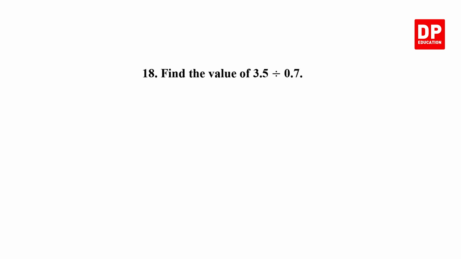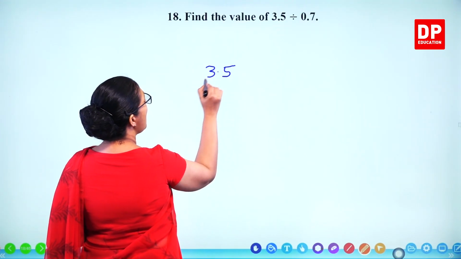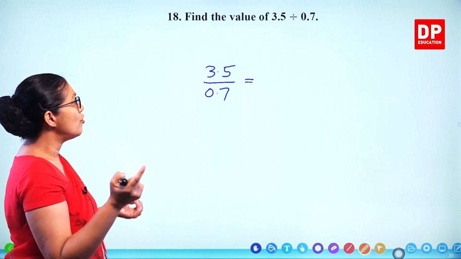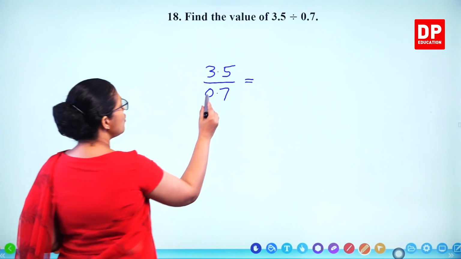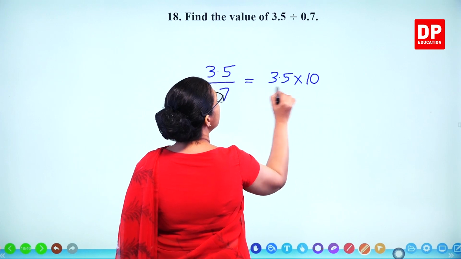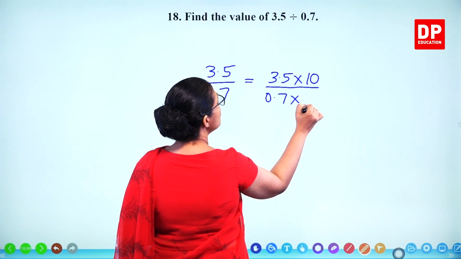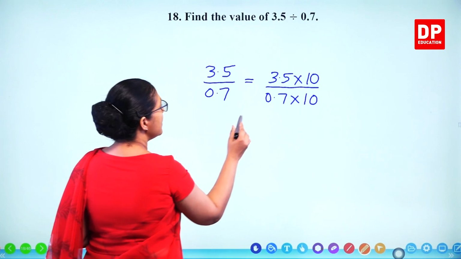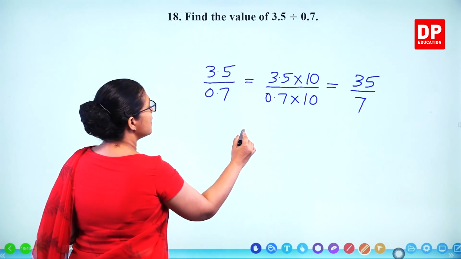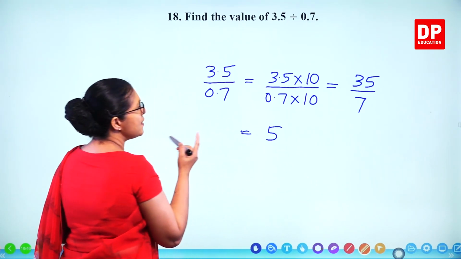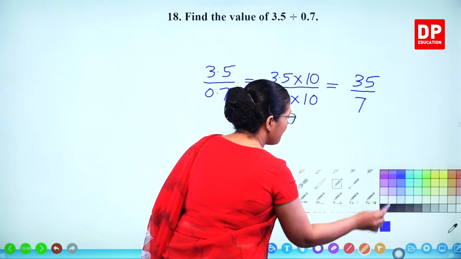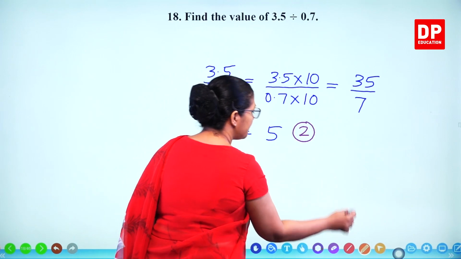Question number 18. Find the value 3.5 divided by 0.7. The divisor is in decimal. So you have to get rid of that. How you do that? You multiply the denominator by 10. In order to make no difference, you have to multiply the numerator also by 10. So what's the value? You get 35 and 7. So 5. 5 is the answer. So that's normal division. 35 divided by 7. 2 marks.